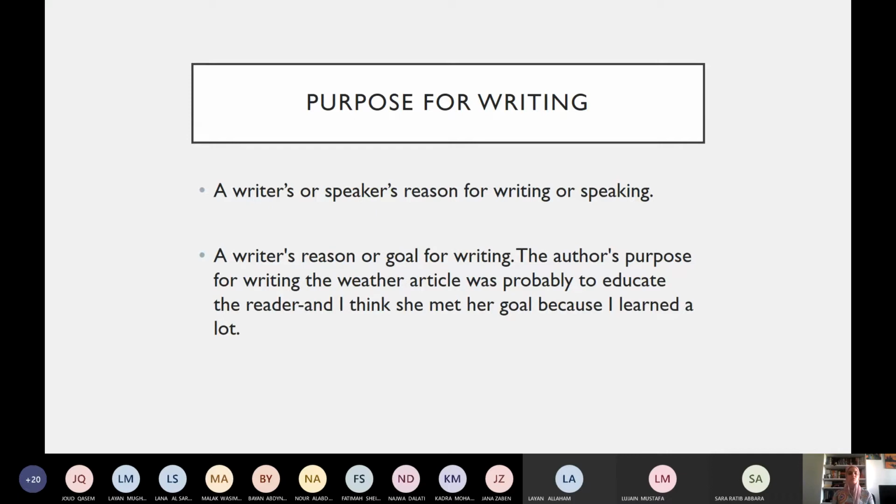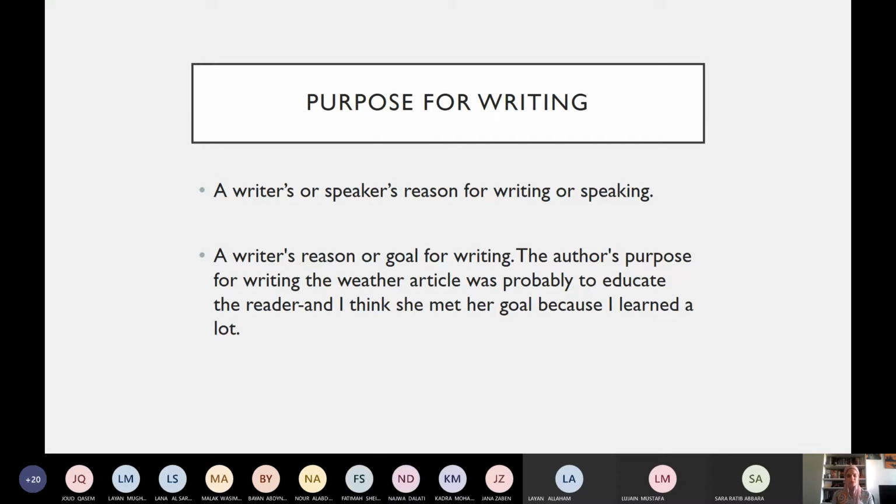So a purposeful writing is why the author writes this passage, or why the speaker reads this aloud or says it aloud. The purpose is a writer's reason or goal for writing. The author's purpose for writing the weather article was probably to educate the reader about the weather. And I think she met her goal because I learned a lot. Are you with me, girls? We took the tone, we took the purpose.